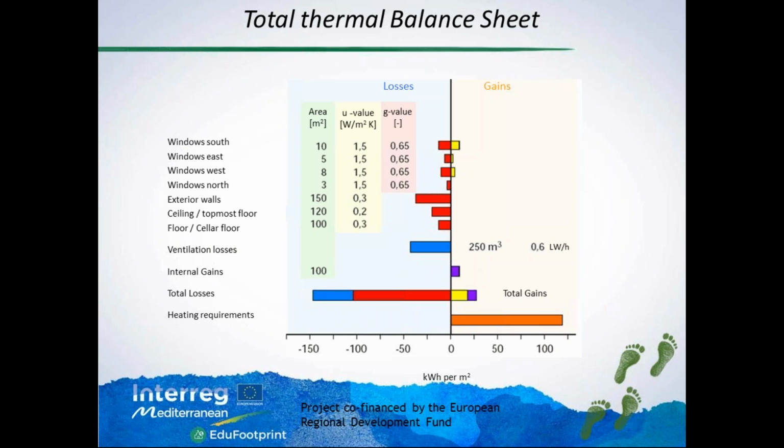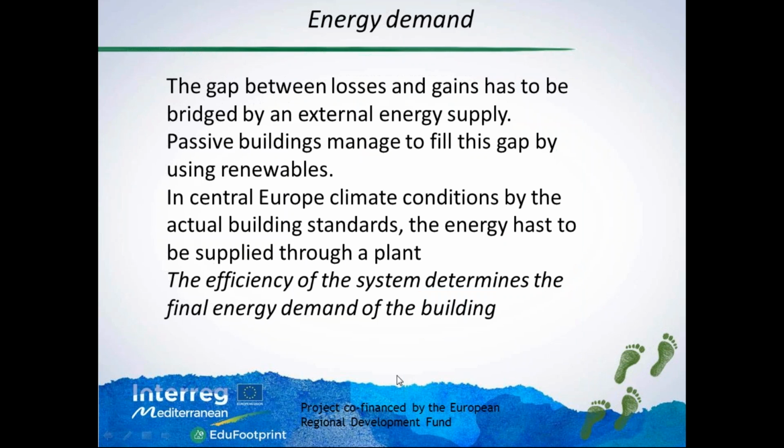And the gains, the contribution from the outer and inner life, is represented here by these two yellow and violet lines. So the total losses minus the total gains give us the quantity of heating we need to supply to the building in order to keep it at the 20 degrees we aim for. This quantity of heat that we have to provide is the energy demand of the building.